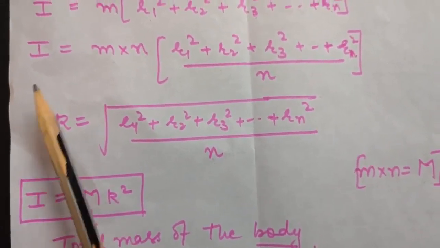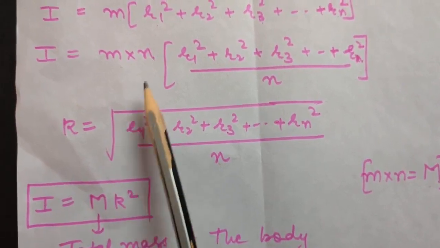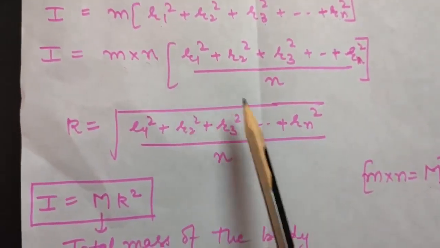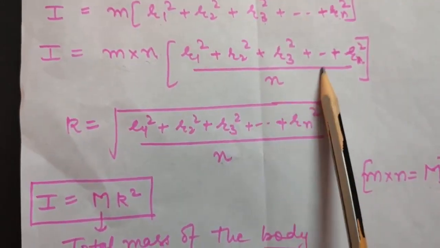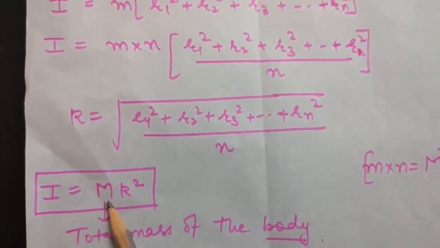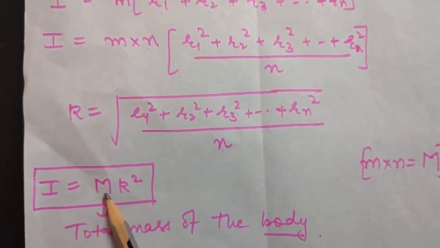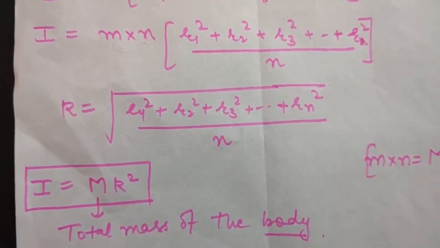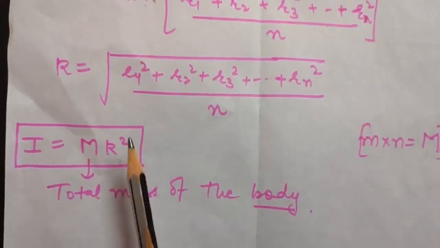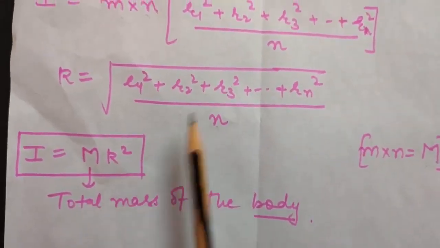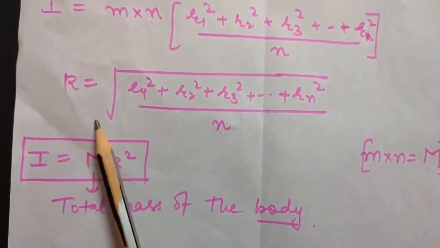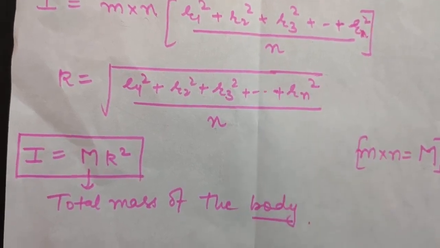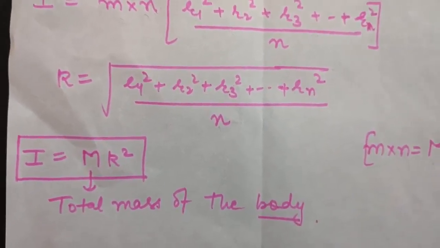So this equation can be written as I is equal to M into, because this is k's square root, here it will become k square. So I can be defined as M k square, that is, total mass of the body and the square of radius of gyration. Do not get confused between K and R. K is your radius of gyration, which is defined like this, and R is your perpendicular distance of a particular particle from the axis of rotation.